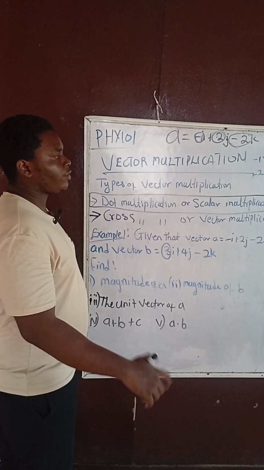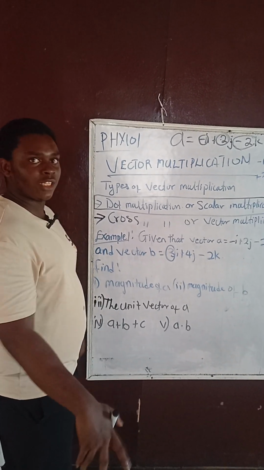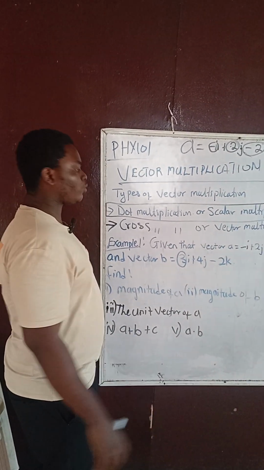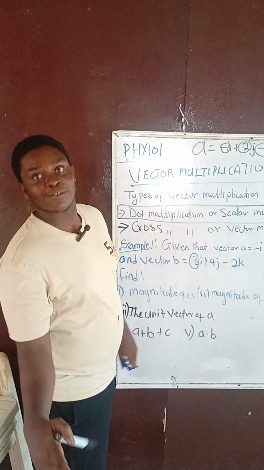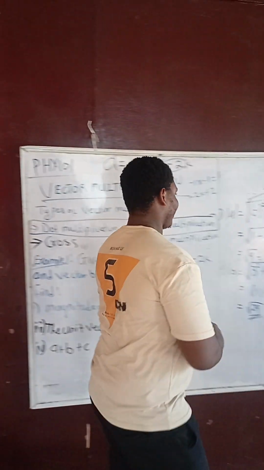Next question. The unit vector of A. Now I'll give you a hint on how to find that unit vector. How do you find the unit vector of a vector? And let me show you something.